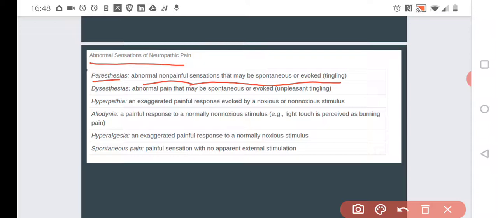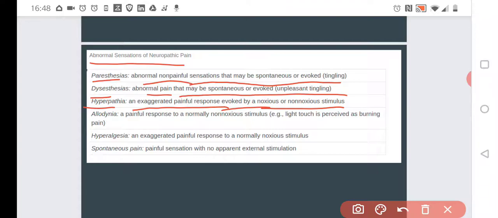Dysesthesias are abnormal pain that may be spontaneous or evoked. So this is pain, while paresthesias are non-painful. Dysesthesias are painful. This is the difference. Hyperpathia is an exaggerated painful response evoked by noxious or non-noxious stimuli. So we do not care whether it's painful stimuli or not, it may be, but it does not have to be.